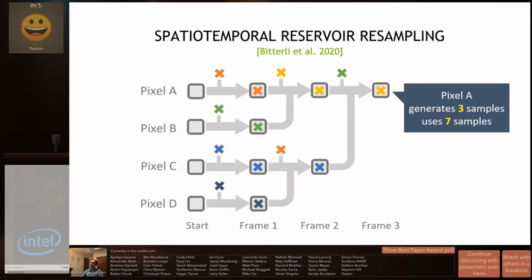Using these two techniques, Bitterli et al. invented spatiotemporal reservoir resampling. Each frame, every pixel generates some samples first, then merges reservoirs from other pixels. In this way, each pixel can use far more samples than it generates. For example, in this figure, pixel A generates 3 samples, but uses 7 samples.